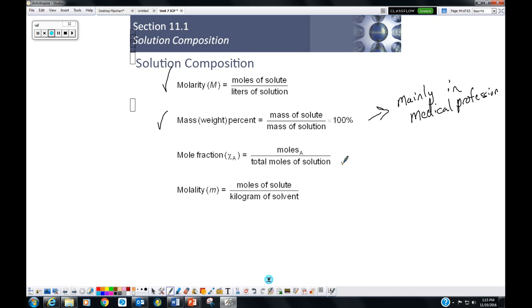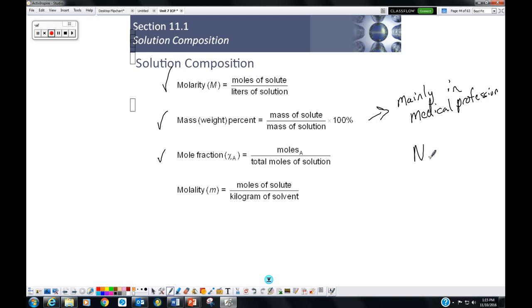Same thing when they're giving you an IV, the bags that they give you. If you look on there, it'll have 5%, 10%, whatever's on there. Mole fraction we have interacted with before. I'll talk about this one a little more later, but we've done these before as well. It's moles over total moles of the solution.